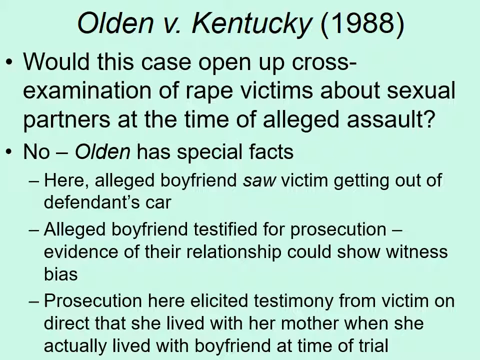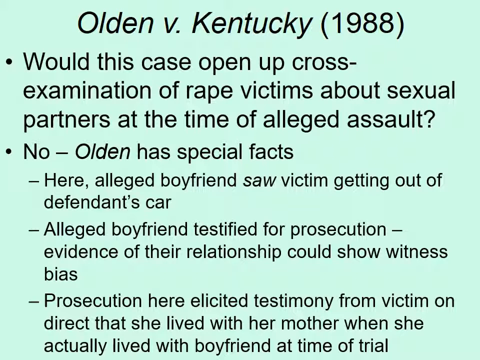The key fact here is that the alleged boyfriend of the complainant saw her get out of the defendant's car. So Matthews' motive to fabricate in order to explain why she was with the defendant was greater than it would have been had she just reported the sexual assault to the police before her boyfriend knew anything about it. Also, we have here in Olden the additional fact that Russell had testified as a prosecution witness, so the evidence of his intimacy with the complainant could have also shown his bias as a witness.